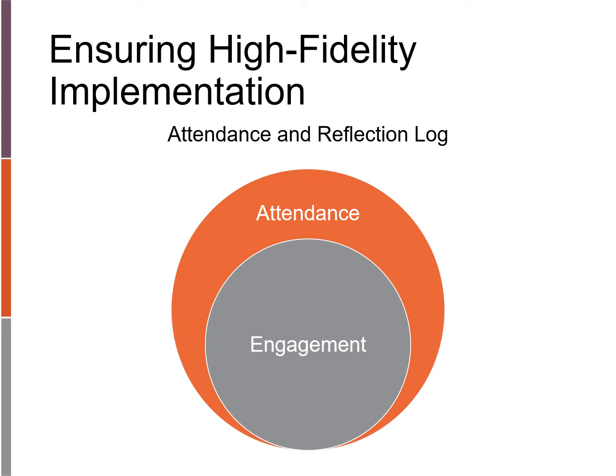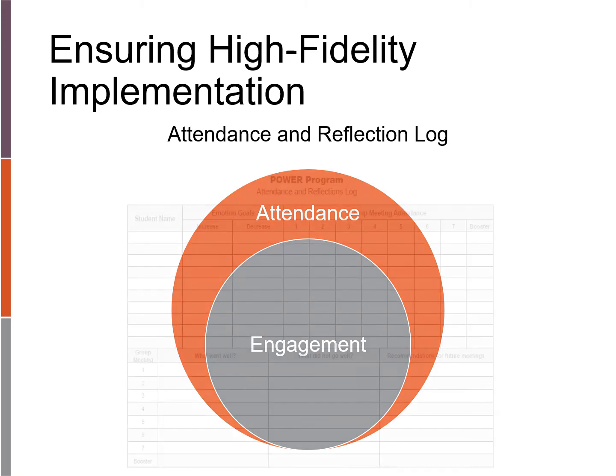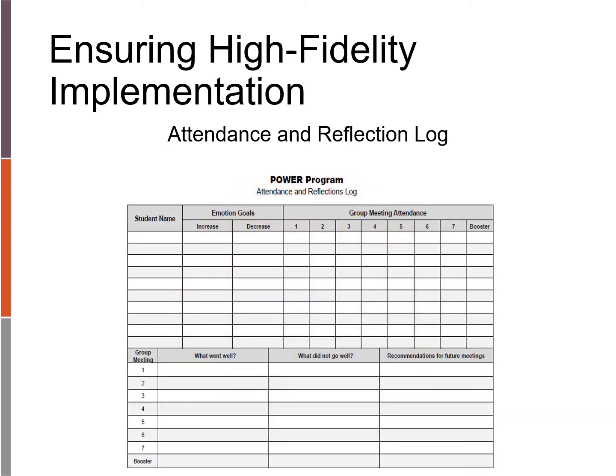Group facilitators document students' participation in POWER program meetings in terms of both attendance and engagement on the attendance and reflection log. This log will assist with monitoring group attendance, provides another space to monitor students' goals, and allows group leaders to reflect on what went well and what did not go so well during the group meeting, so group leaders can mindfully think of strategies to improve meetings moving forward.